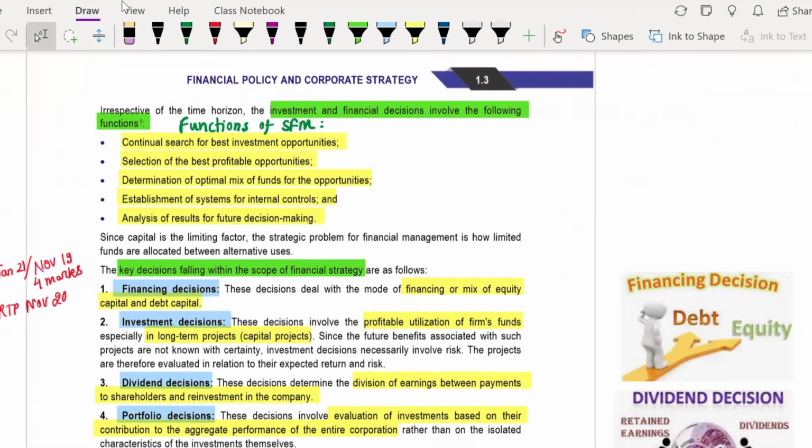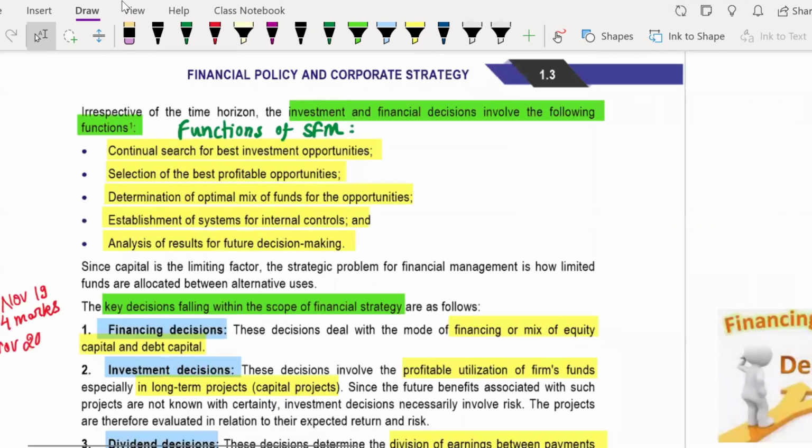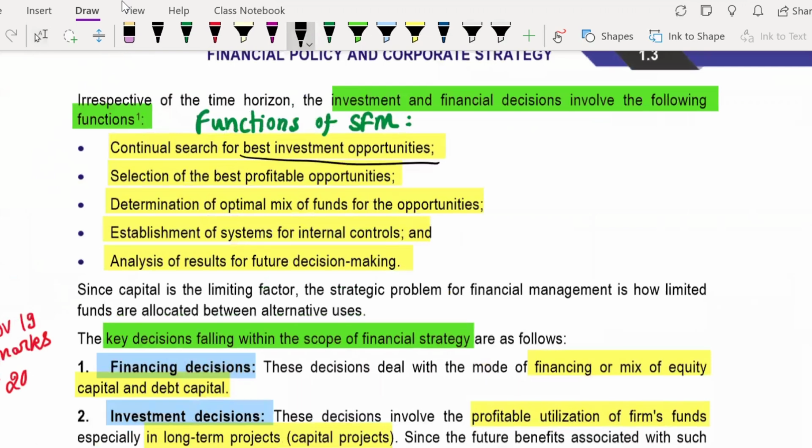So in strategic financial management, what do you do? When you start a business, what do you do? Okay, so first, suppose now you have money in hand. So with that money, what are you going to do? You are going to search for the best investment opportunities.